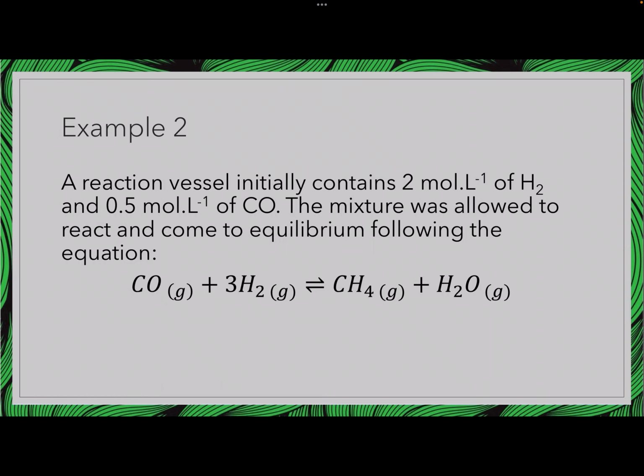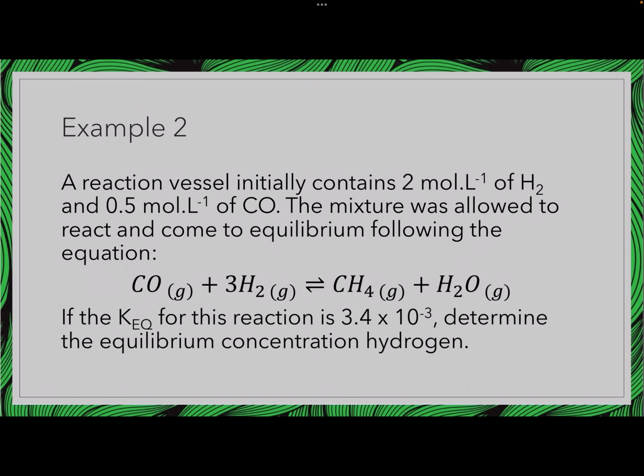So what do we do? Let's write out our ICE table for this in just a sec. Our KEQ value given is 3.4 times 10 to the negative 3. And we're asked to determine the equilibrium concentration of hydrogen. So this is important because it's telling us exactly which one we need to find. We don't need to find all of them, just this one particular concentration.